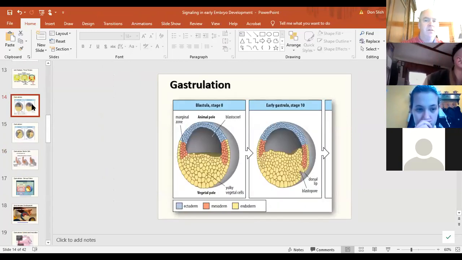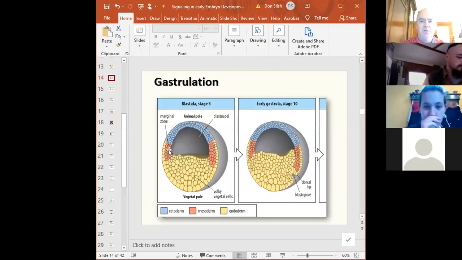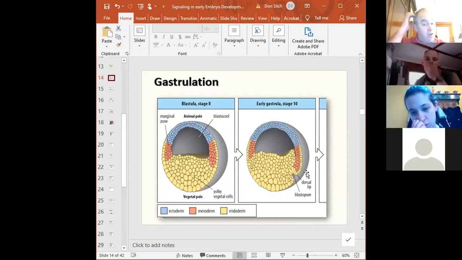That slide there. Okay, so here we are at late blastula. You've got mesoderm and endoderm and ectoderm. Ectoderm is going to cover the outside. Now over here, opposite of where the sperm came in. So the sperm came in here. Opposite here, we're going to form this dorsal lip. Dorsal, because this will be the dorsal part of the frog in the end. And you've got a blastopore here with the dorsal lip.